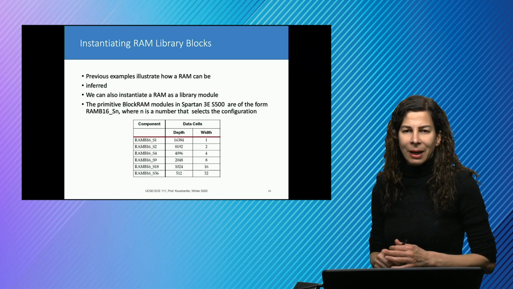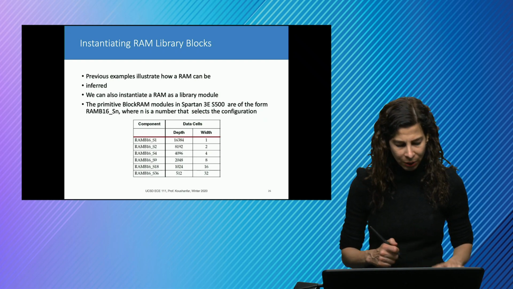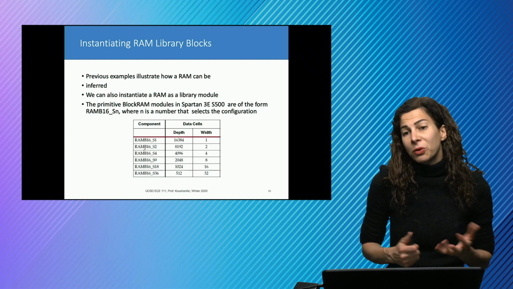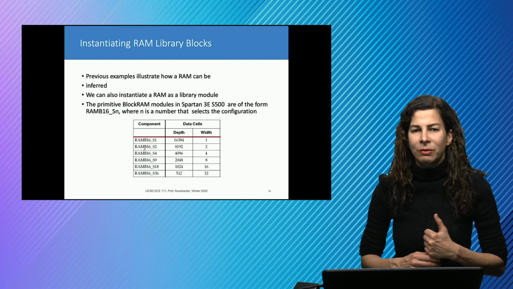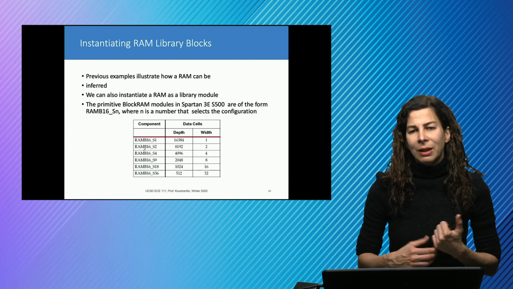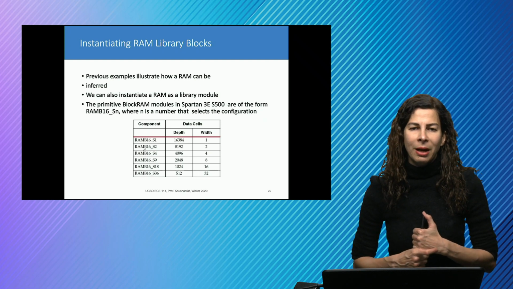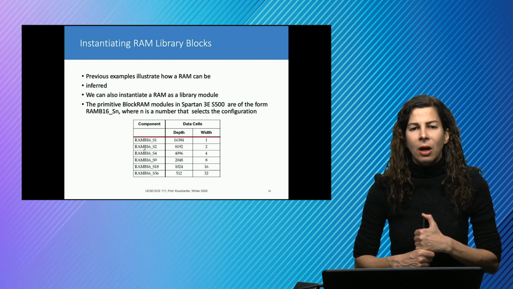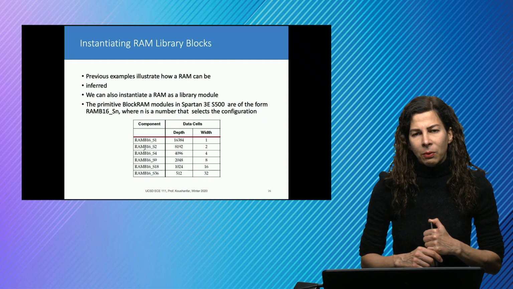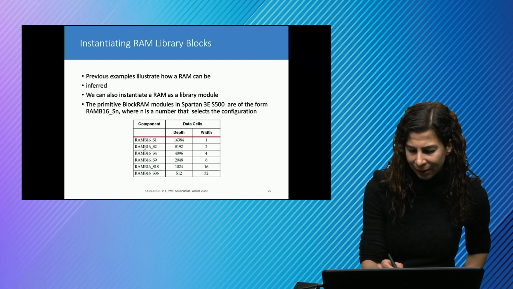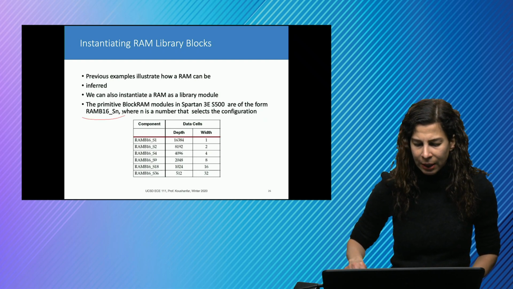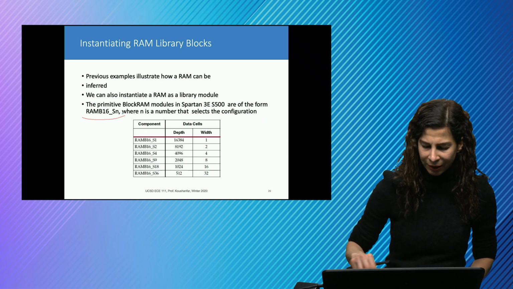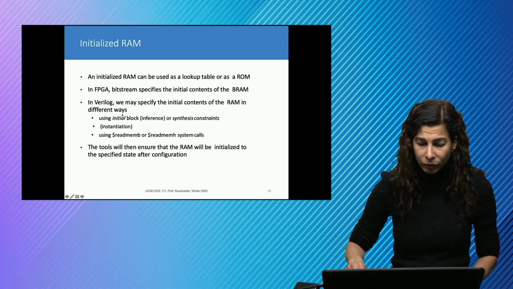So the previous examples were showing how a RAM could be inferred, but of course block RAMs are important modules. So we have libraries that instantiate that. The primitive block RAM in Spartan 3 is of this form, which is something that selects the configuration. In Intel boards, there is a different primitive for selection, such as this.